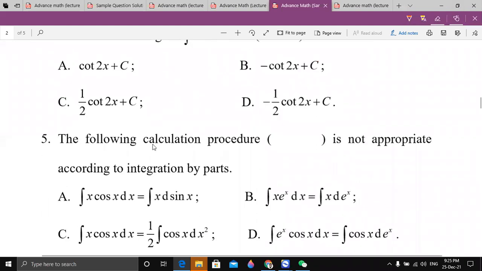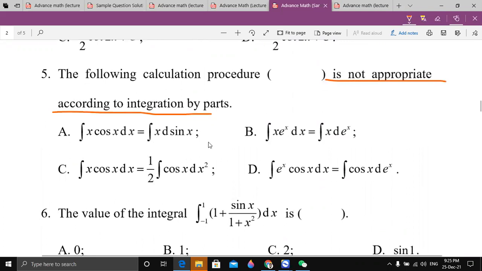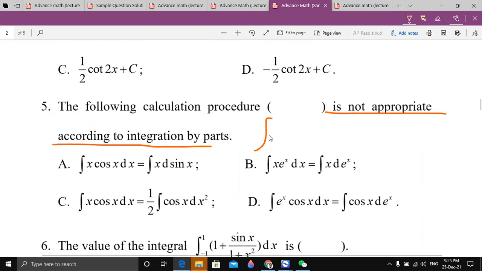Number 5, the following calculation procedure dash is not appropriate according to the integration by parts. So for integration by parts, the formula is integration of u dv is equal to u multiply v minus integration of v du. So how to find dv? To find dv, we first need to let u.